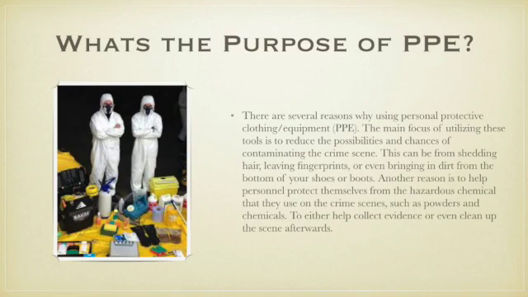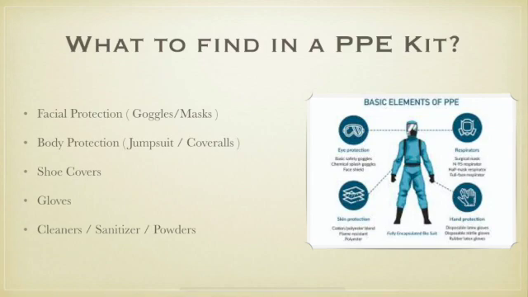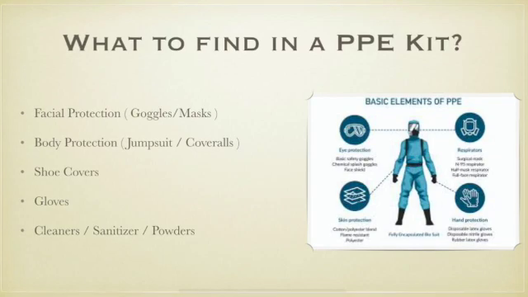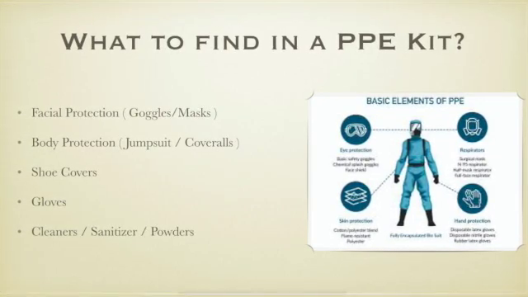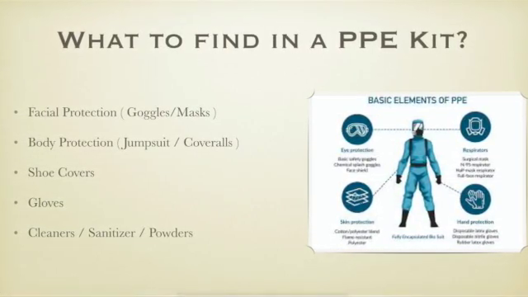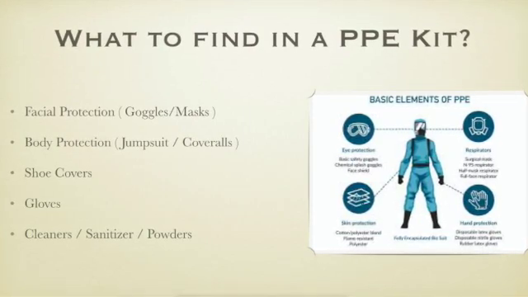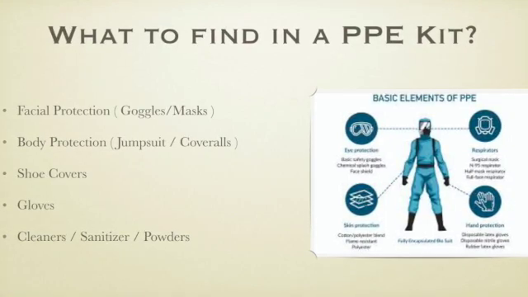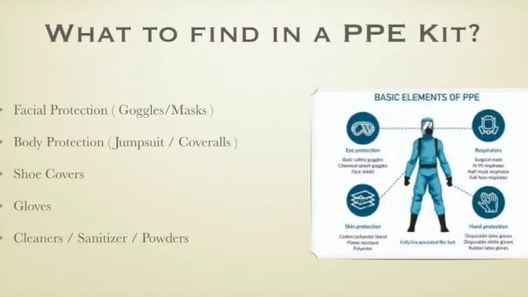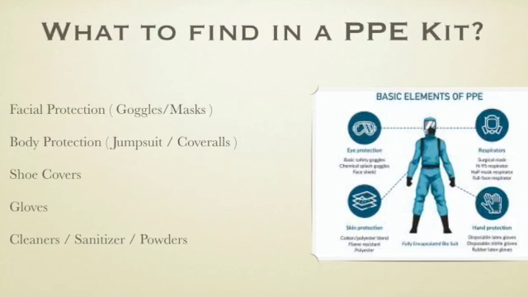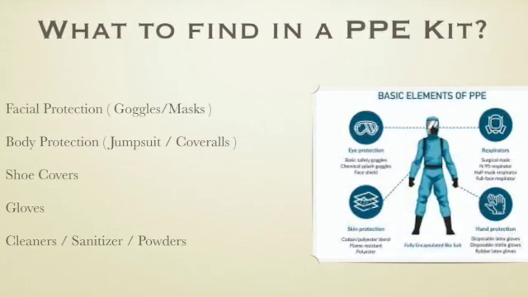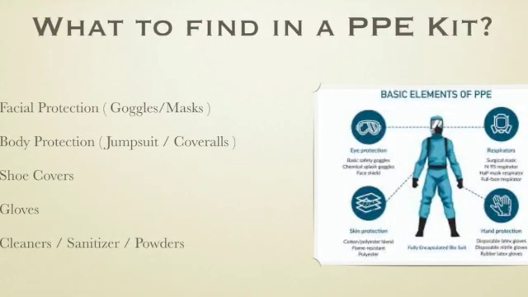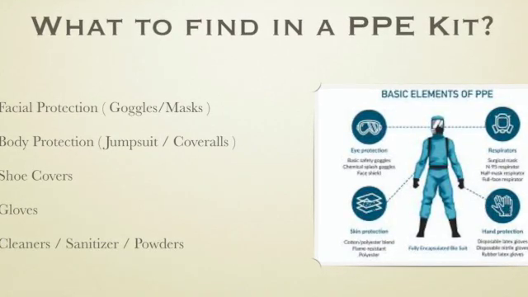What is found in a PPE kit? The items you're going to find are, one, facial protection. This can come in the form of glasses, goggles, or masks. Body protection can come as a jumpsuit or coveralls. Shoe coverings prevent dirt from contaminating the crime scene. Gloves cover your hands so you don't leave your fingerprints and contaminate the scene itself. And also cleaners, sanitizers, and powders to help collect evidence at the scene itself.